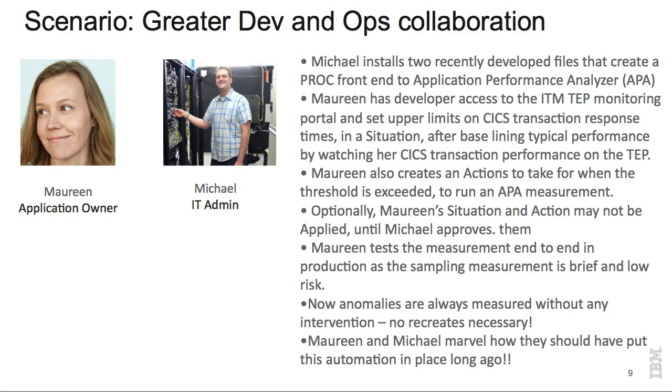Maureen tests the measurement end-to-end once it's been applied in production with a brief sampling measurement, which is low risk. Now in the future, any anomaly that occurs will always be measured without intervention. No need to go back and do recreates. And Maureen and Michael just marvel how they have gone so far without putting this automation in place.